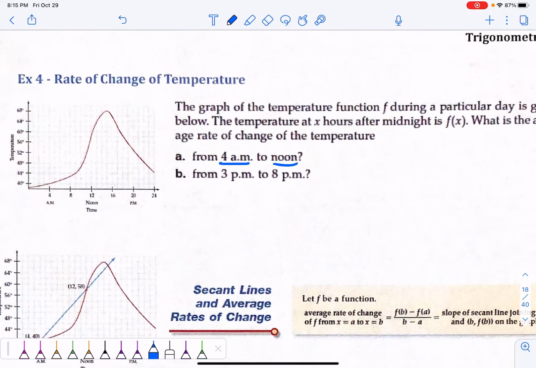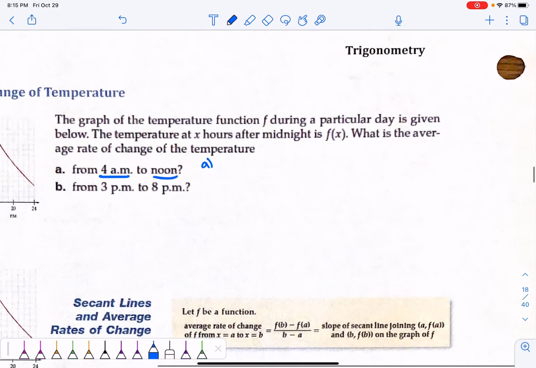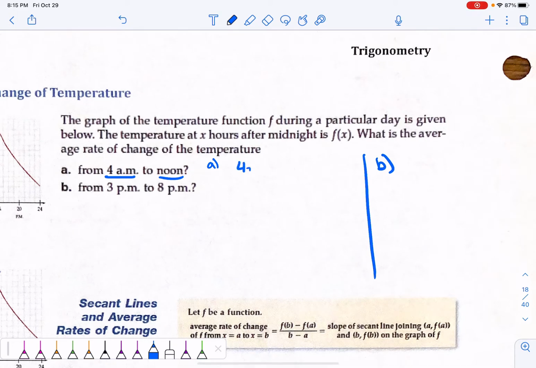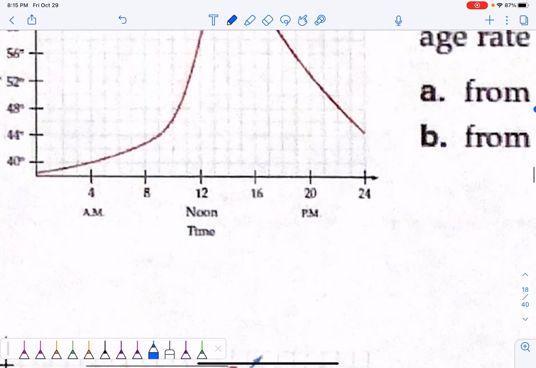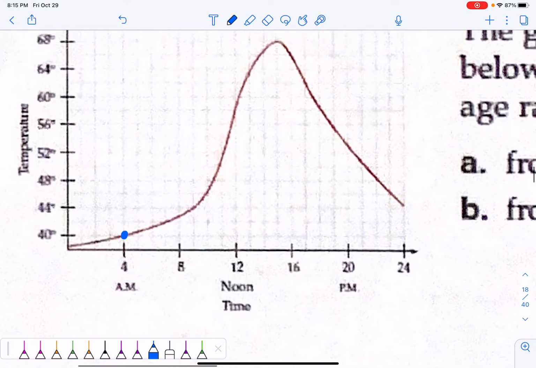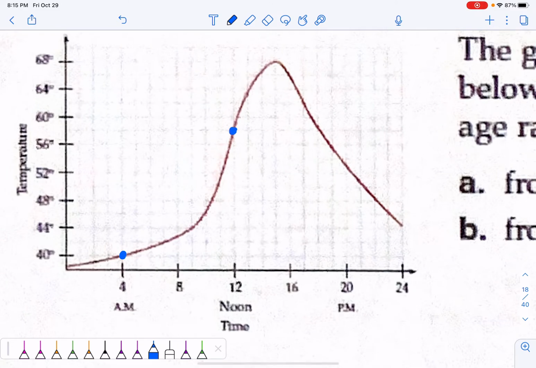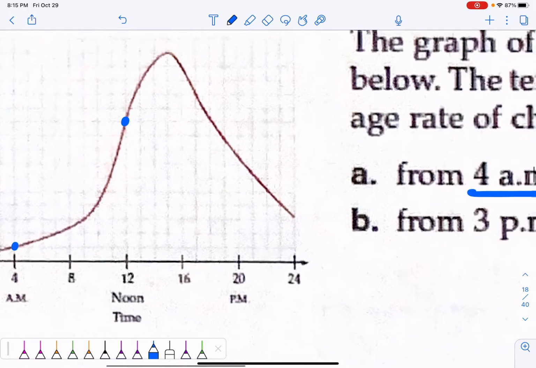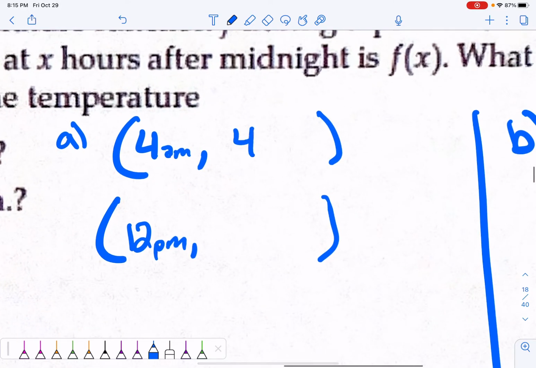and noon? So I'm going to put A over here, and I'm going to leave some room so we can put B over here. So A is 4 a.m. to noon, so we're going to go 4, and I'm just going to write a.m. so we know it's 4 a.m. And then noon is 12 p.m. technically, and we have to find those temperatures. So 4 a.m. is here, and it's at about 40 degrees, and 12 p.m. or noon is here at about this mark right here, which is 58 degrees. So we've got 40 and 58 degrees.